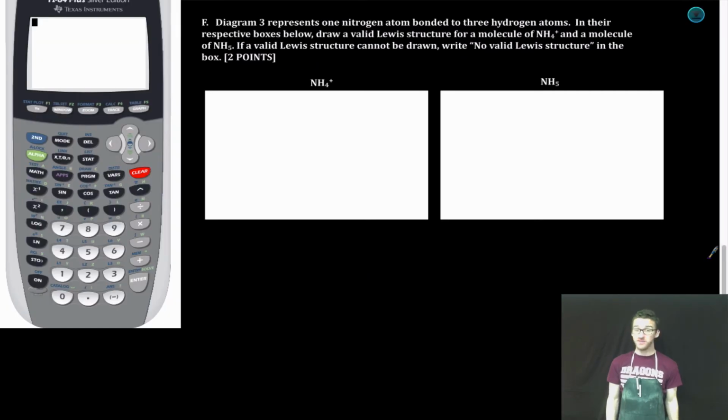Boom. That brings us finally to part F. Diagram 3 represents one nitrogen atom bonded to 3 hydrogen atoms. In their respective boxes below, draw a valid Lewis structure for a molecule of NH4+ and a molecule of NH5. If a valid Lewis structure cannot be drawn, write no valid Lewis structure in the box.